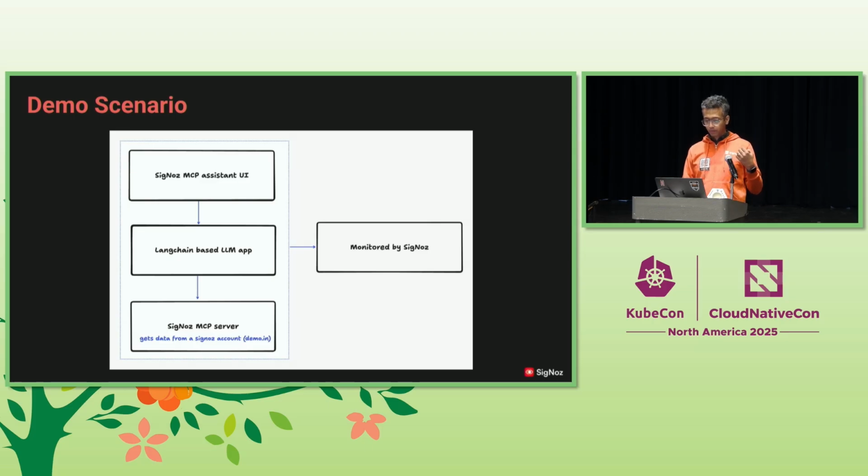So what can we do to make it better? I'll show a very quick demo on what you can do. So we have a SigNoz MCP instance, which is connected to a LangChain-based LLM app. LangChain is just a framework for building your backend. And then we are connecting it to a SigNoz MCP server. And all this we are monitoring using SigNoz, right?